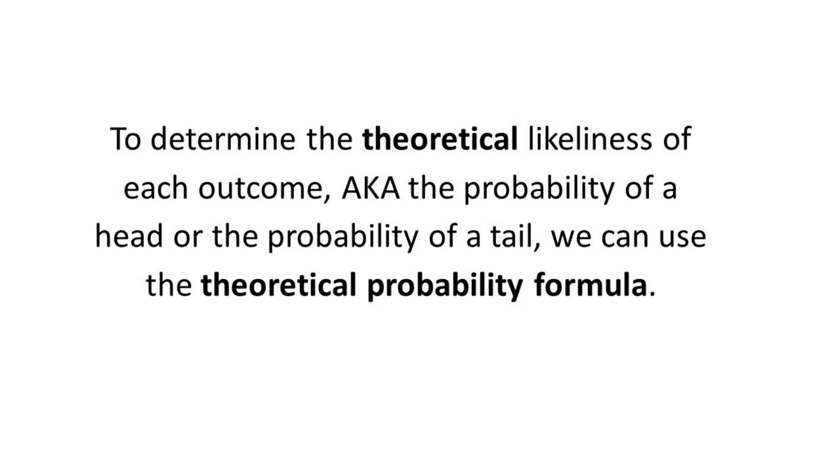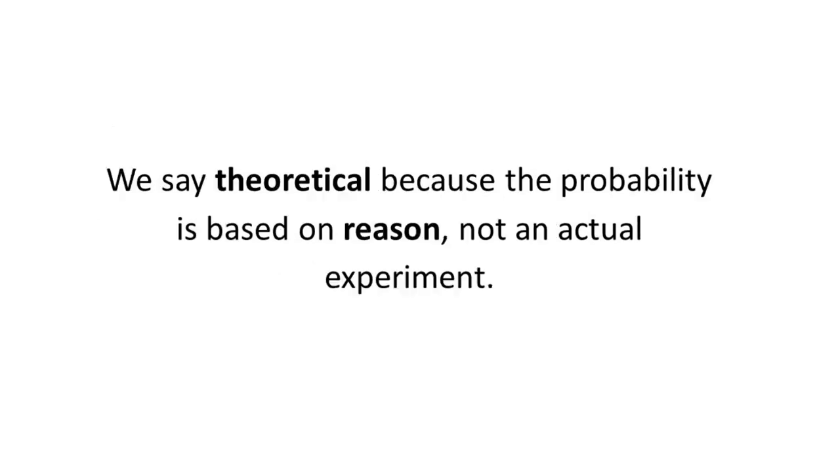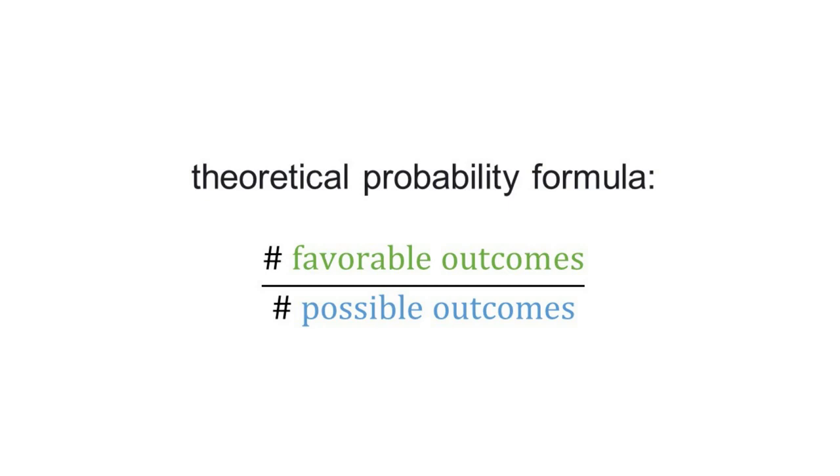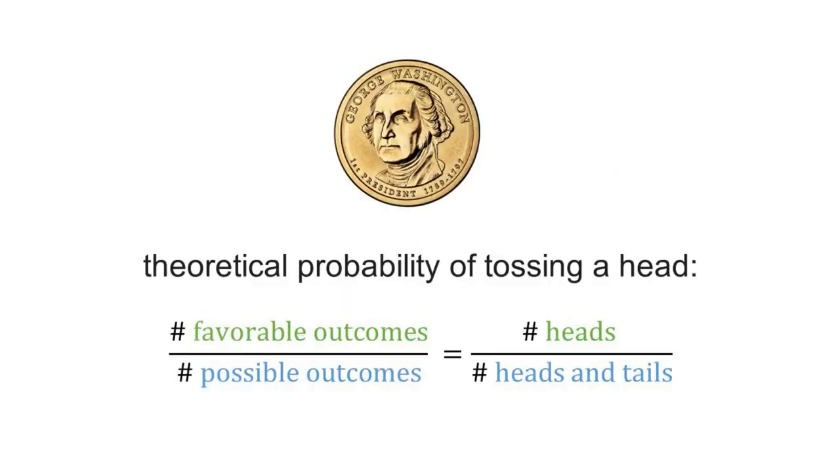To determine the theoretical likeliness of each outcome, aka the probability of a head or the probability of a tail, we can use the theoretical probability formula. We say theoretical because the probability is based on reason, not an actual experiment. To use the theoretical probability formula, divide the number of favorable outcomes by the number of possible outcomes.